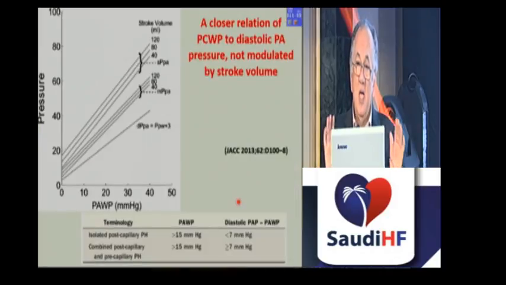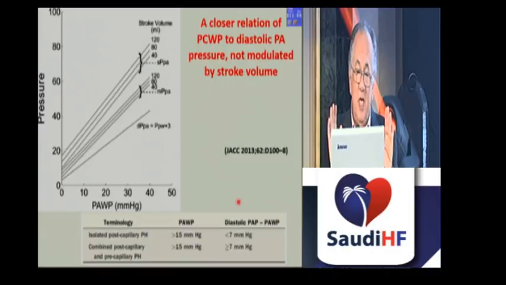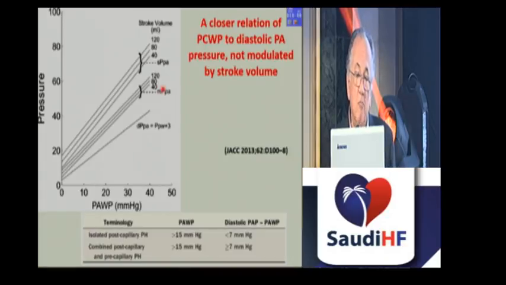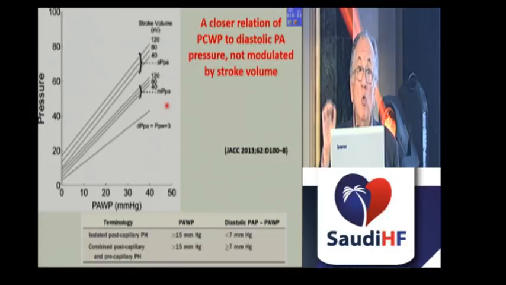This is why the pulmonary artery diastolic pressure is a better predictor than the mean pulmonary wedge pressure, because it is not modulated by the right ventricular stroke volume. This is the mean pulmonary artery pressure with different right ventricular stroke volumes. This is the mean pulmonary artery systolic pressure with different right ventricular stroke volumes, whereas this is the diastolic pulmonary artery pressure. Diastolic pulmonary artery pressure is not modulated by right ventricular stroke volumes, and that's why it's the ideal comparator. Yet, we need to use the mean pulmonary artery pressure because we need it for calculation of the pulmonary vascular resistance.